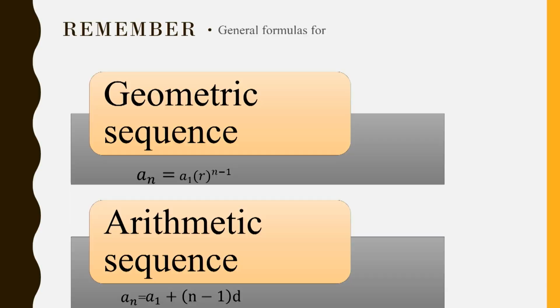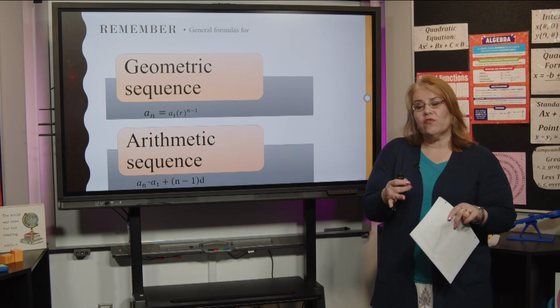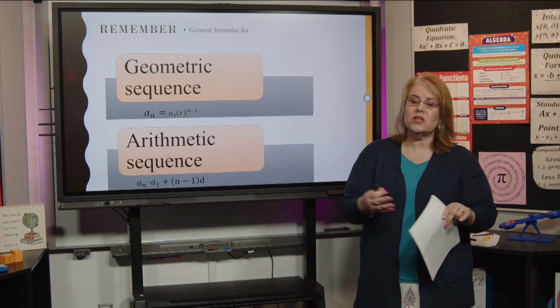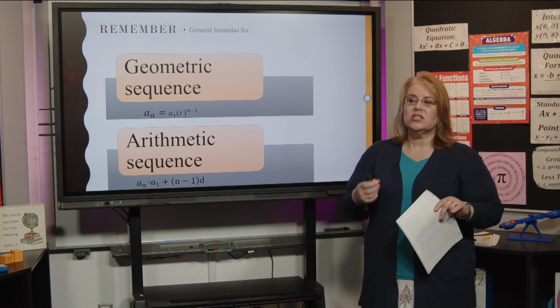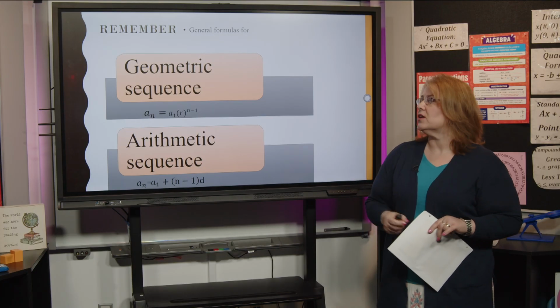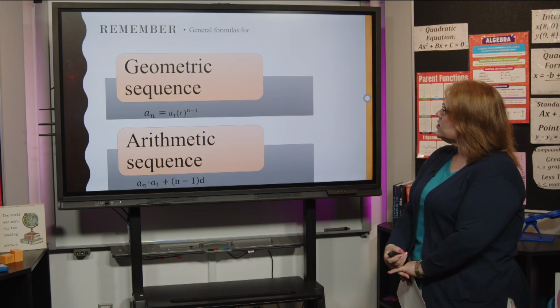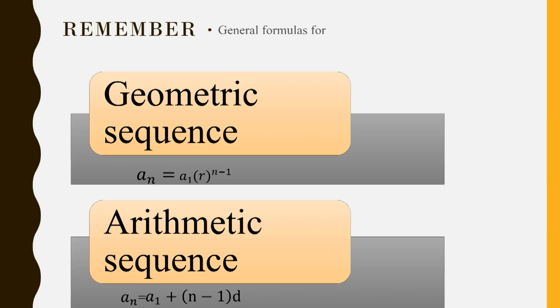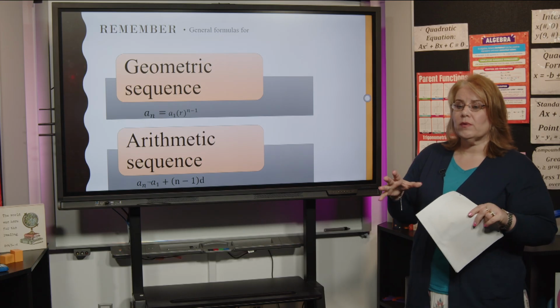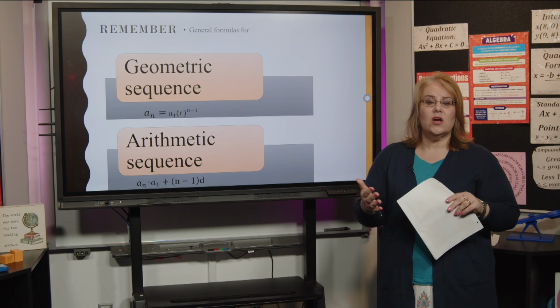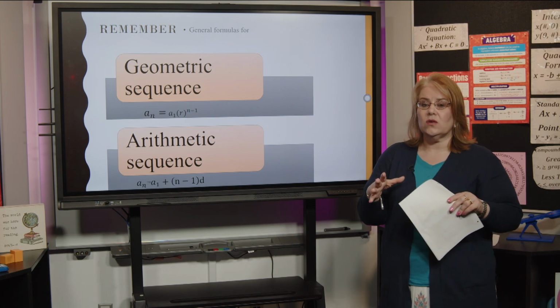So let's go ahead and remember. Now, I'm not saying learn for the first time, I'm saying remember, because we've already gone through both of these sequences. So we just need to make sure we're remembering what we've learned. Our general formula for a geometric sequence is a sub n equals a sub 1 times r to the n minus 1. Our arithmetic sequence is a sub n equals a sub 1 plus n minus 1 times d. We just want to make sure that we remember them so we can see what we use and how we use them in these sequences.